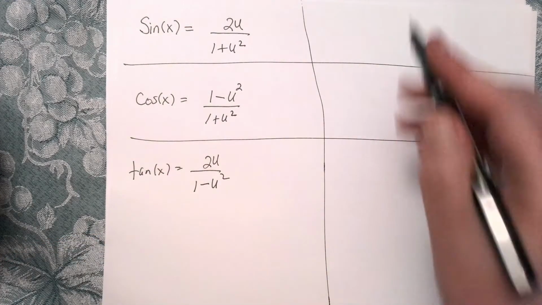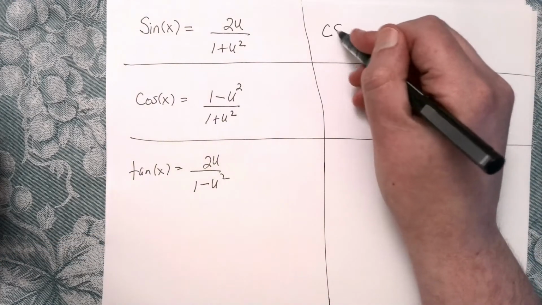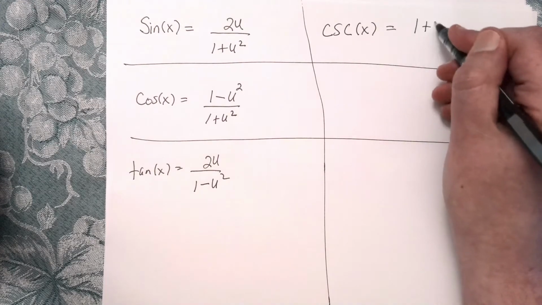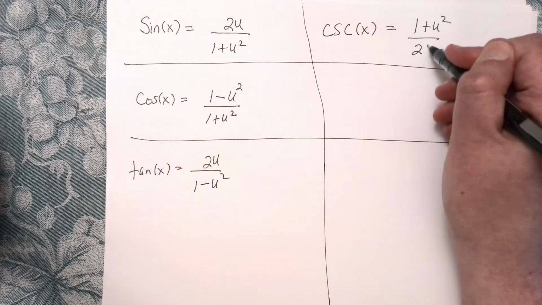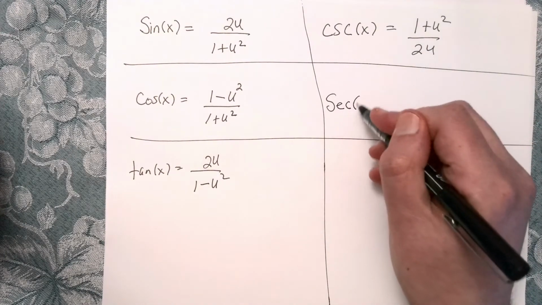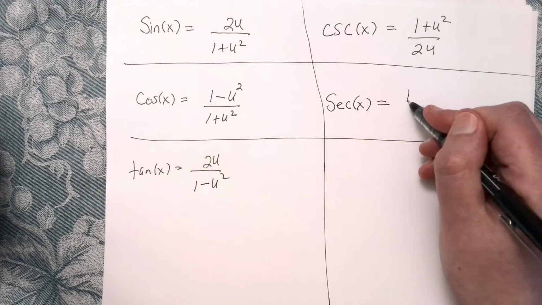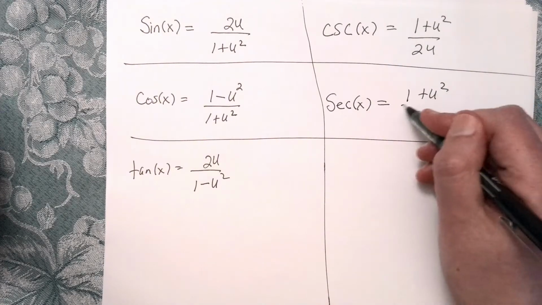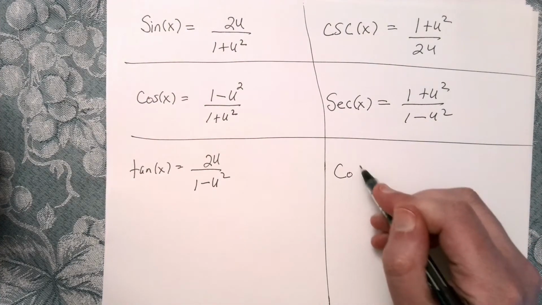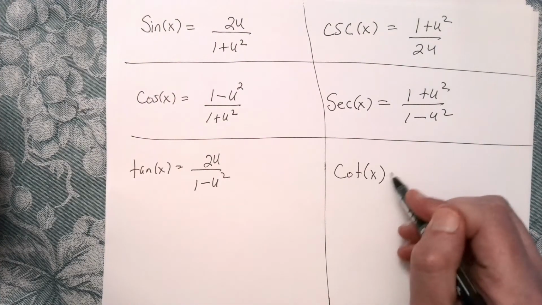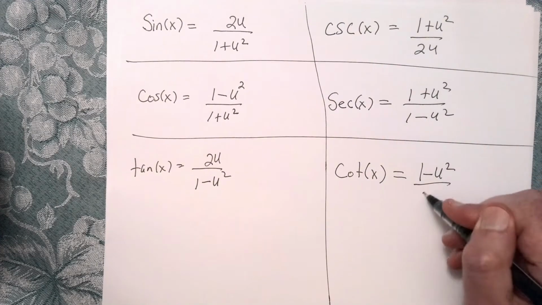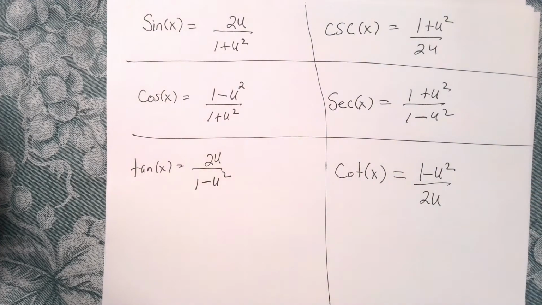And just by taking reciprocals, we get cosecant. So that's 1 plus u squared over 2u just by flipping sine. Secant, just by taking the reciprocal of cosine, gives us the following. So that's 1 plus u squared over 1 minus u squared. And then cotangent. So cotangent of x must be 1 minus u squared over 2u.